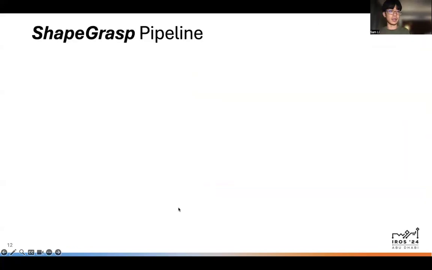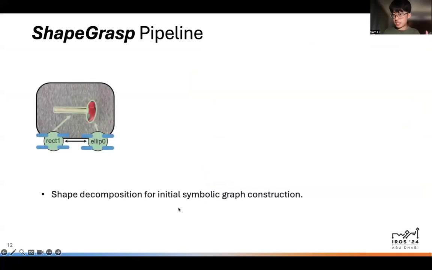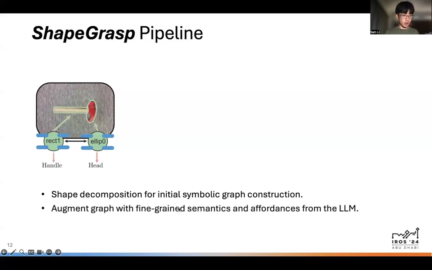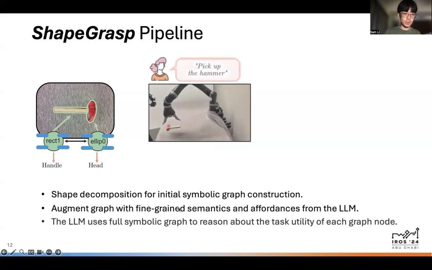So let's go over the pipeline again and see it in action, this time with a hammer. So we start with this shape decomposition for the initial symbolic graph construction. We augment the graph with fine-grained semantics and affordances from the LLM. In this case, the rectangle is assigned handle and all those attributes. The ellipse is assigned the head. The LLM then uses the full symbolic graph to reason about the task utility of each node.